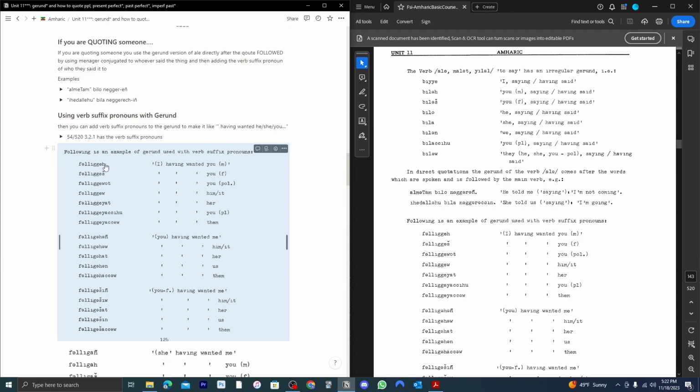So I having wanted you male: felligehe. Felligish, I'm going to skip this because it's you polite. Felligo, I having wanted it or him. Felligiat. This Y thing is, I think, one of the vowel glide things. I don't care; pronouncing it with or without the Y, I don't think will make a difference. So felligiat, I would just say I have wanted her. Felligiachuhu, I have wanted you all. Felligiacho, I have wanted them.